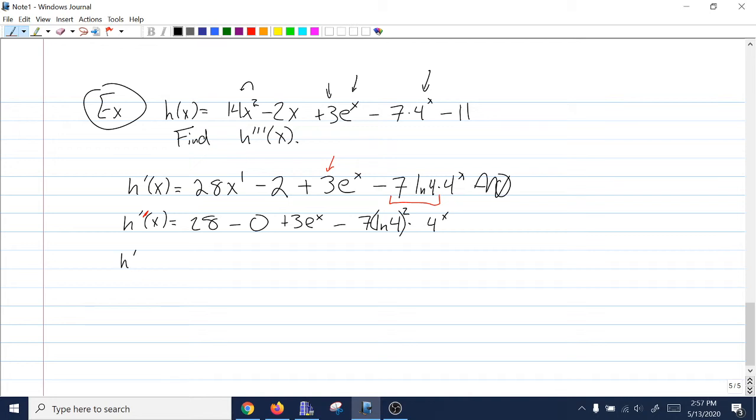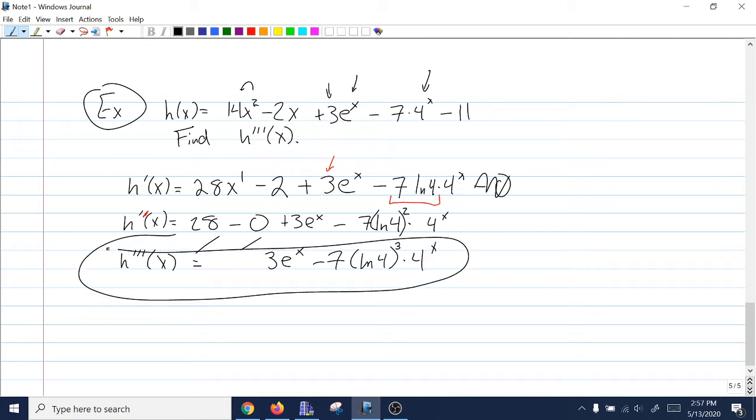Now let's take the third derivative. Derivative of 28 is 0. That goes away. I'm left with the 3e to the x minus 7. Derivative of 4 to the x will spit out another natural log 4. So now I have 3 natural log 4s on my 4 to the x. We got the third derivative.